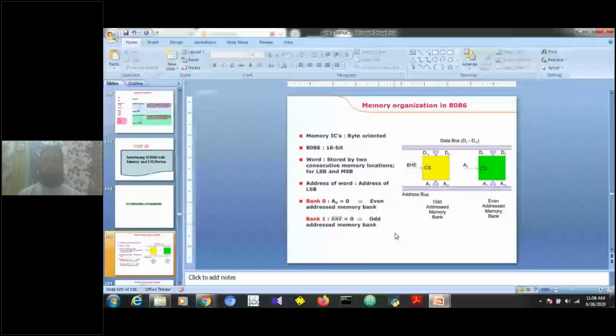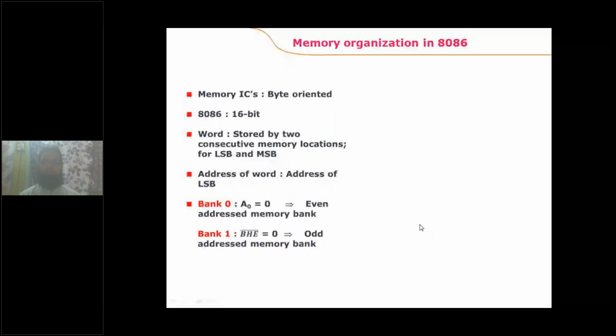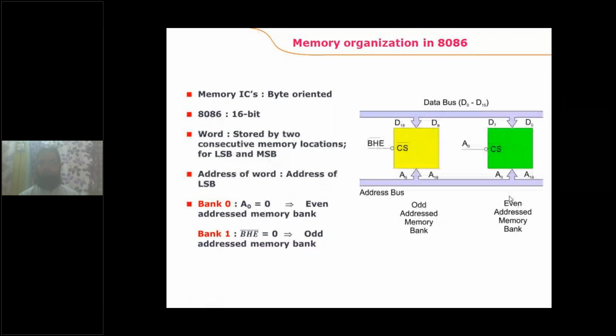As I said in the previous class, this 8086 microprocessor can access 1 megabyte of memory, and this 1 megabyte of memory is organized in two banks. One bank is called the even bank, the other bank is called the odd bank. So what is an even bank? Even bank is a set of memory locations which consists of all the even addresses, and odd bank is a bank which consists of memory locations of all odd addresses. And this even bank is also called bank 0, and odd bank is also called bank 1.